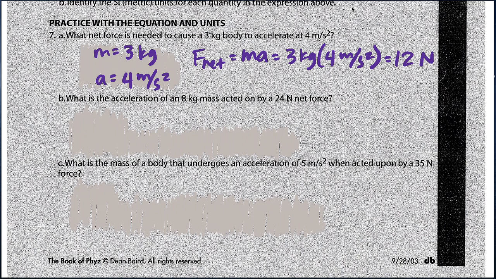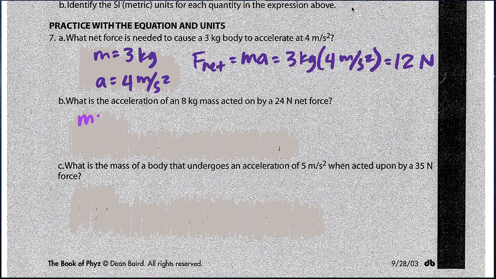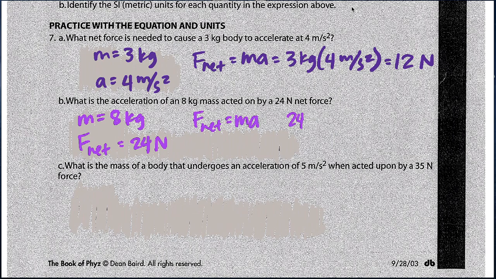Okay, 7b, what is the acceleration of an 8 kilogram mass? So we've got 8 kg for m, acted on by a 24 newton net force. Okay, so F net is 24 newtons, and we're looking for acceleration this time. So if we're using our kind of standard equation, we've got 24 newtons equals 8 kilograms times an unknown a. So we're going to divide by 8 on both sides to get it off of the right and get a by itself, and we get an a of 3 meters per second squared.